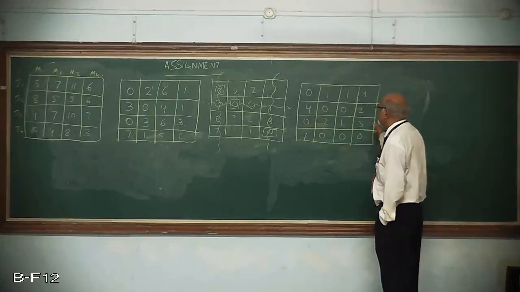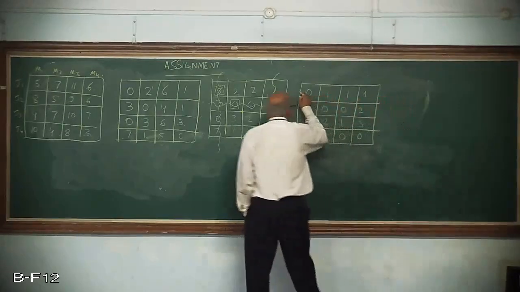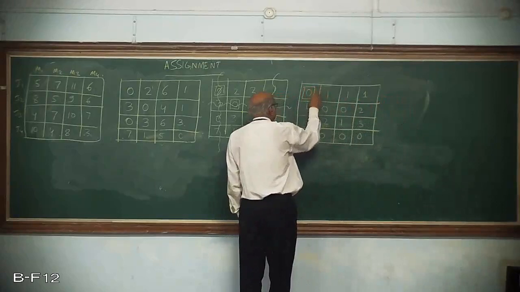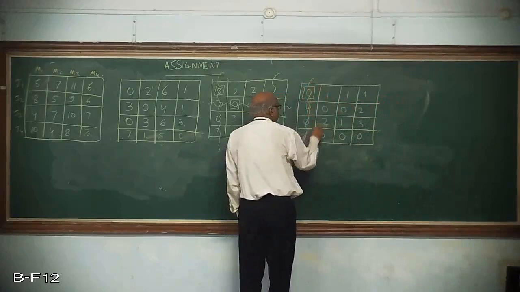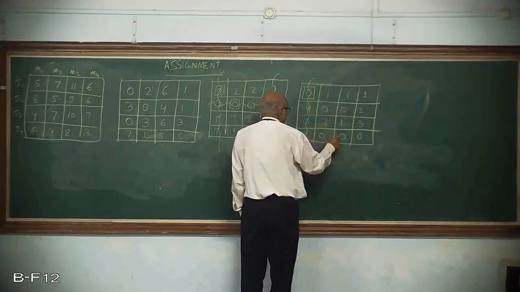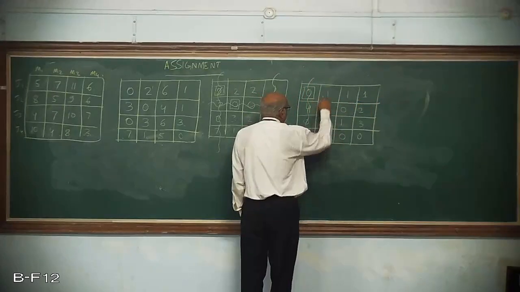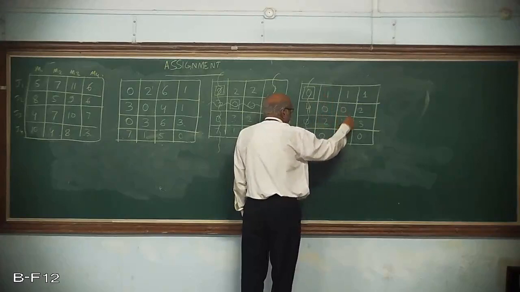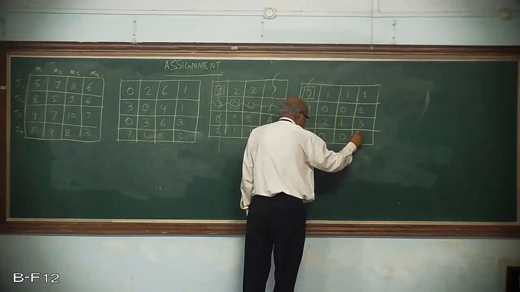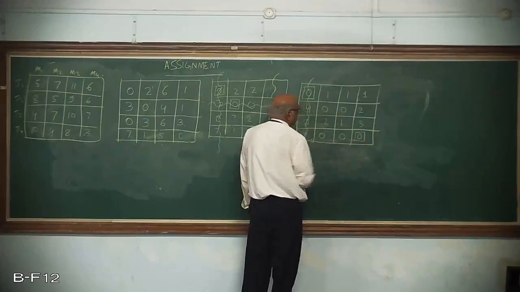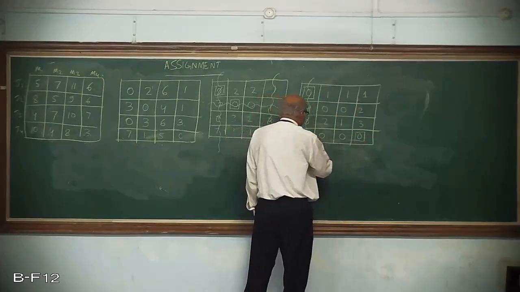Then again try to assign. First assignment: I'll get this, draw the horizontal and vertical lines. I cannot do this one. I cannot do this. I come to the column, 2 values. I go to this one, 2 values. Then I'll go to this one. I'm going column wise, so I will enclose this one and draw a vertical line.